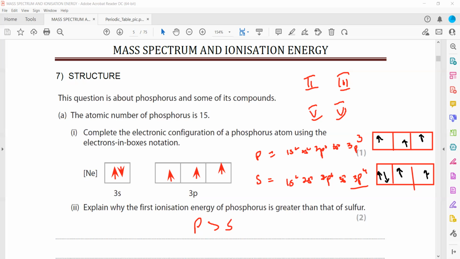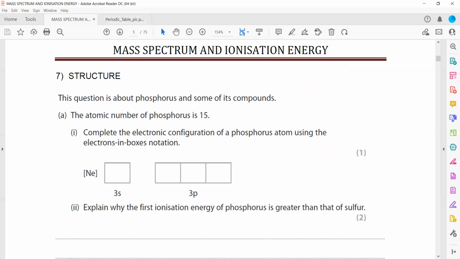But in case of sulfur, the outer shell electrons have the same shielding effect. But because there is a pair of electrons, there is more repulsion. And due to this repulsion, we can easily remove the electron from the atom. Is it clear why the first ionization energy of phosphorus is greater than sulfur?